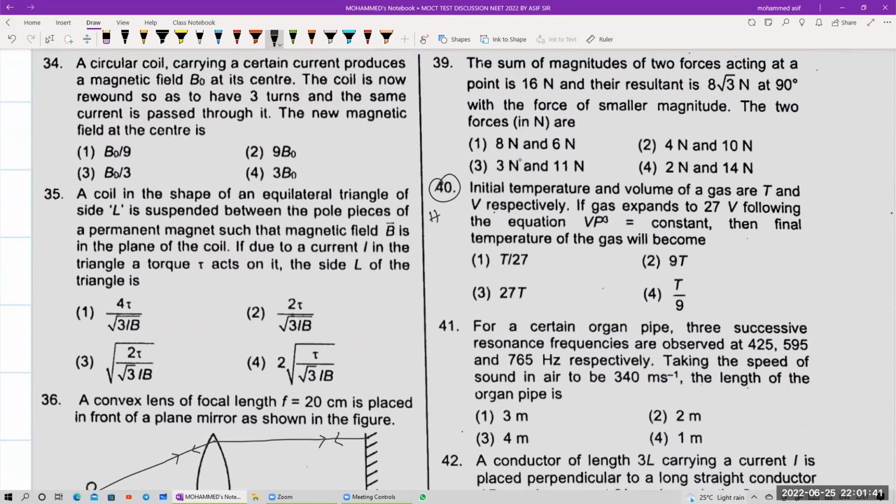Initial temperature and volume of a gas are T and V respectively. If the gas expands to 27 V, following the equation V P power 3 is equal to constant, then final temperature of the gas will become for me how much? दे क्या रखा है? V P to the power of 3 is equal to your constant. That means P value will be equal to your K divided by V power 1 by 3. Isn't it? So from ideal gas equation, PV is equal to your nRT. P value is K divided by V power 1 by 3 into your V is equal to your n into your R into T. nRT. Isn't it?